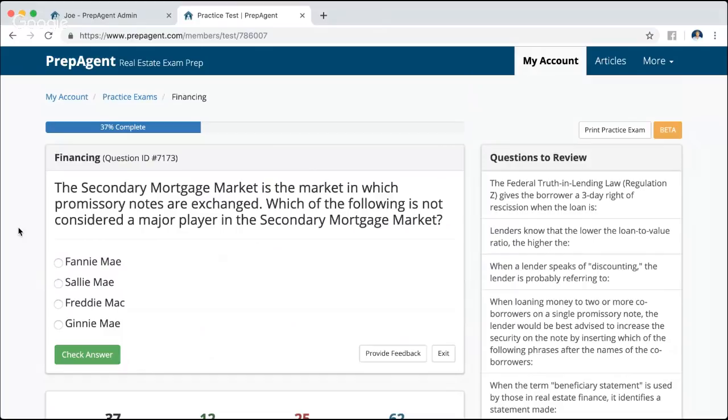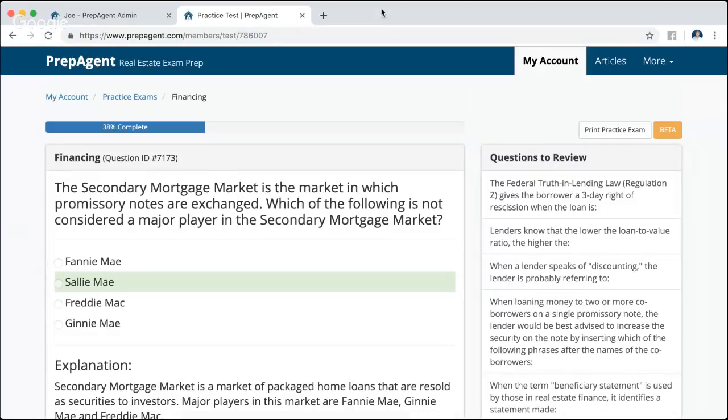The secondary mortgage market is the market in which the promissory notes are exchanged. Which of the following is not considered a major player in the secondary mortgage market? A, Fannie Mae, B, Sallie Mae, C, Freddie Mac, or D, Ginnie Mae? All right, guys. And the answer is B, Sallie Mae. That's just a made-up thing.